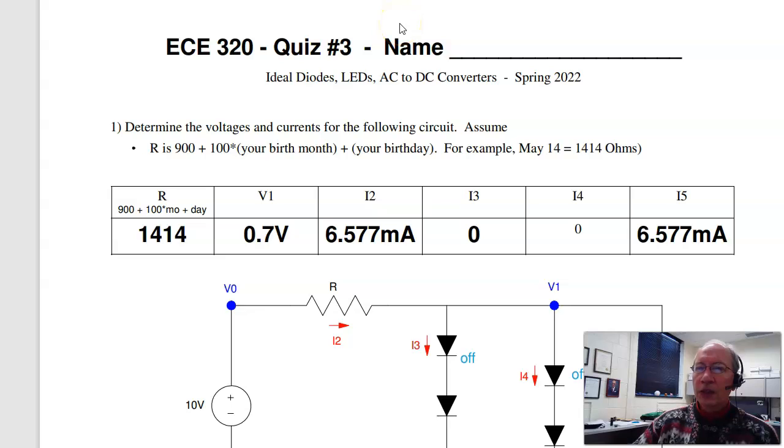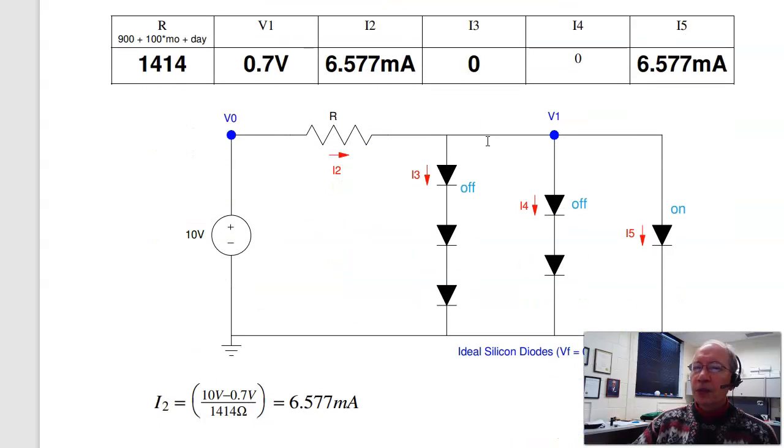Here's the solution to quiz number 3 for ECE 320 for spring 22. The first problem is an ideal diode problem. Assuming ideal silicon diodes, find the voltages and currents.